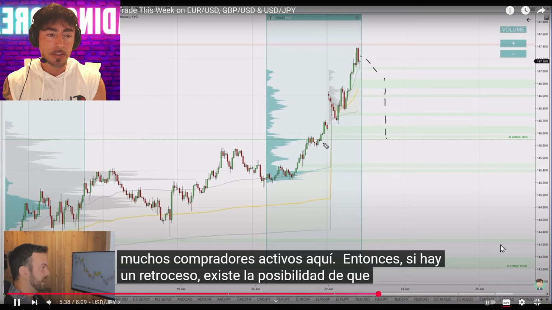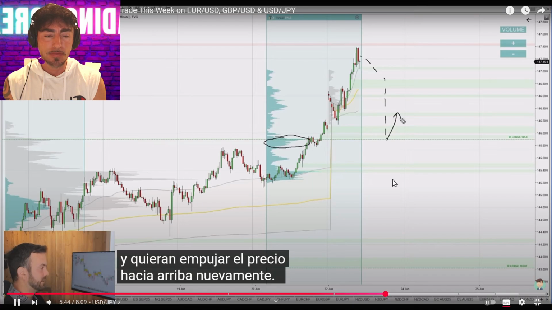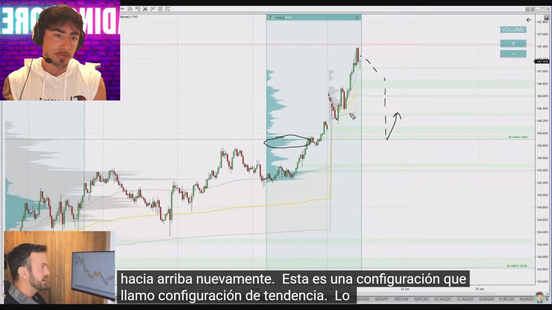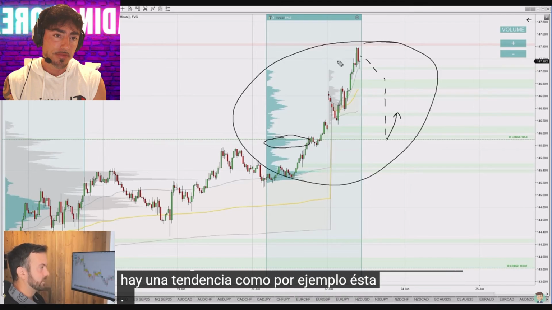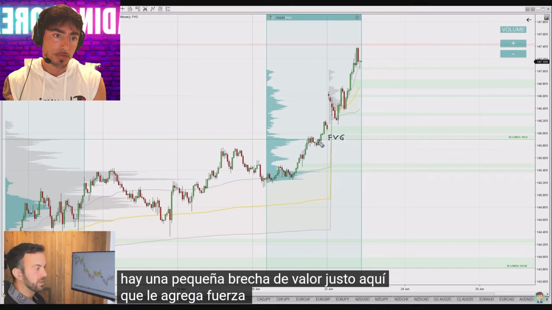There's a chance that buyers from here will become active and they'll want to push the price upwards again. This is a setup which I call the trend setup. I trade it when there's a trend, like for example this one. Now you can also notice that there's a little fair value gap here, which is adding strength to that level.